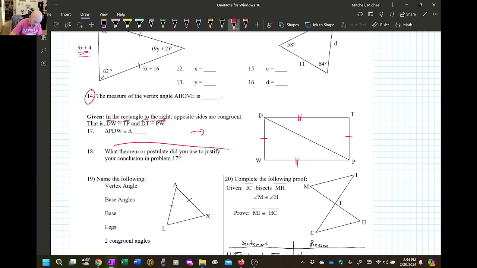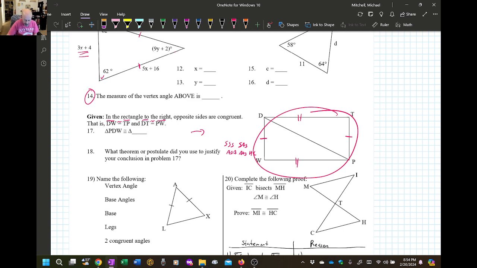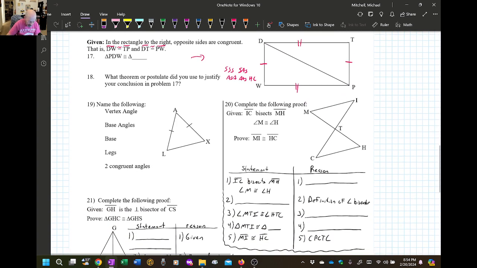Again, what theorem did you use to justify this? That's going to be SSS, SAS, ASA, AAS, HL. But don't forget to mark your third part over here. Got to have those three parts shown to do it.